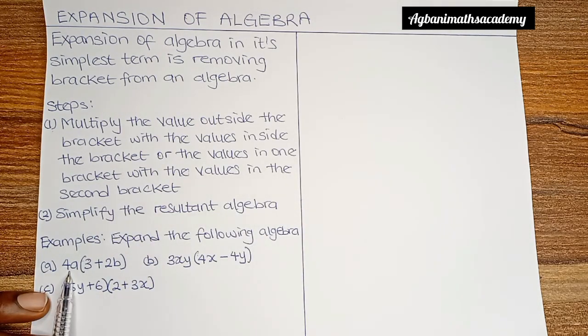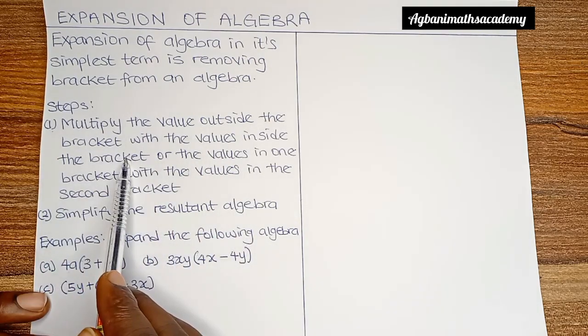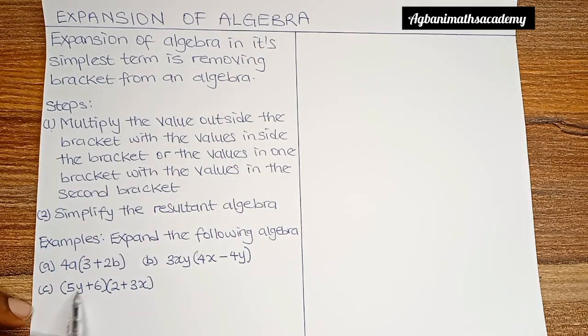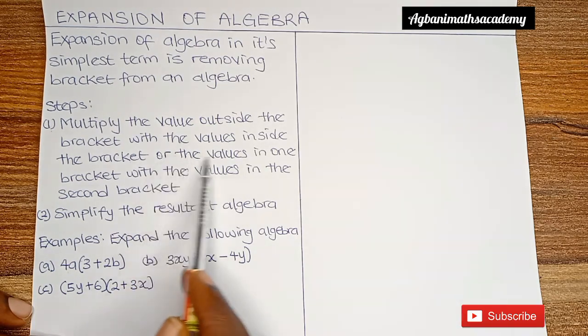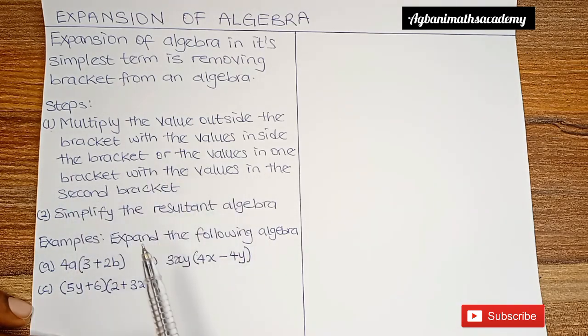In this situation, we have a value outside the bracket, which is 4a, and we have values inside the bracket. And also in C, we have two brackets, this first bracket and this second bracket. That is why we said or the values in one bracket with the values in the second bracket. So these are two different scenarios. The second step is to simplify the resultant algebra if you have values with like terms.